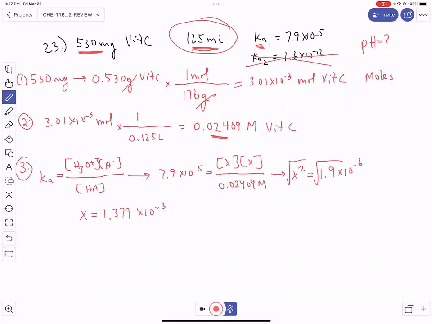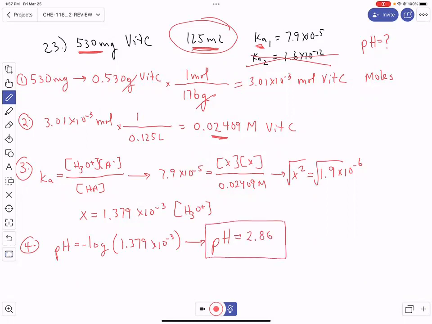What is X? X was my hydronium concentration. So now that I have hydronium concentration, now I can find pH. So step 4, right? pH equals the negative log of hydronium. So the negative log of 1.379 times 10 to the minus 3. The pH of this solution should be something like 2.86.